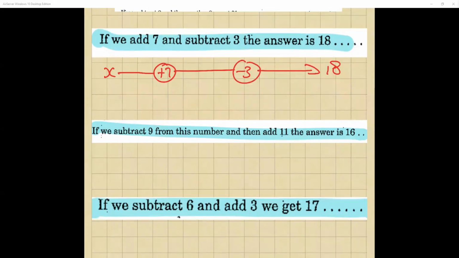You have to do the inverse. So you go underneath with the arrow. It'd be plus 3 and then take away 7, which equals x. So what will the answer be? The answer would be 14.